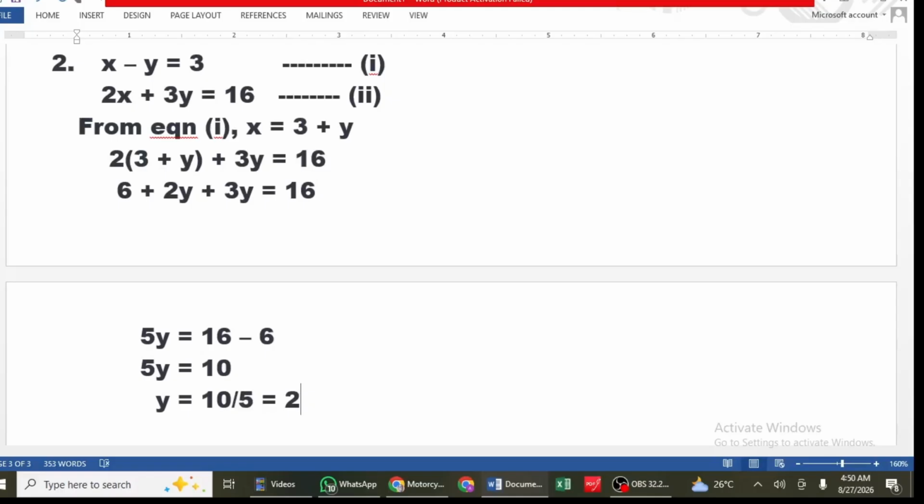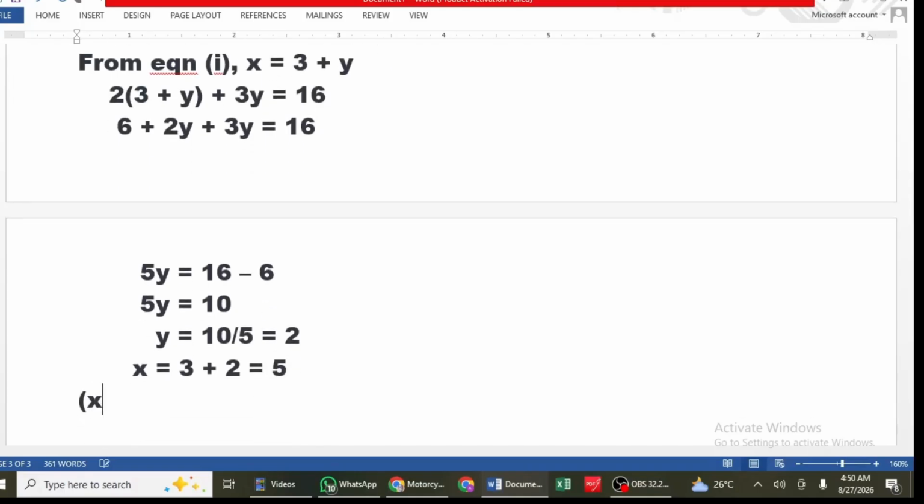And recall that we've already made s the subject of the formula. And we said that s is equal to 3 plus y. Then you substitute for the value of y. Then s will be 3 plus 2, and that would be 5. The values of s and y now would be 5 and 2. And this is the solution to the problem.